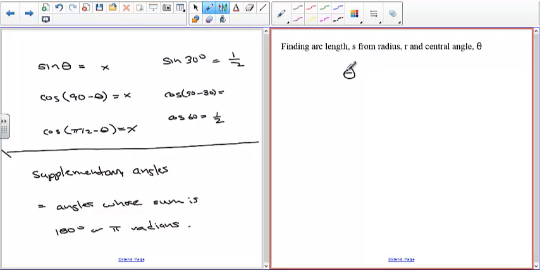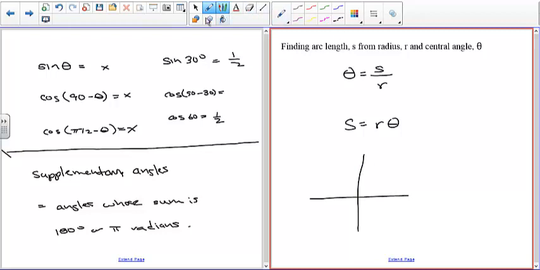We defined earlier that the angle in radians was the arc length divided by the radius. If you rearrange this, you can say that the arc length is going to be the radius times the angle in radians. That's one of the main reasons for using radians: if we use degrees, we have to go through this conversion process, but if you're using radians, you don't have to.